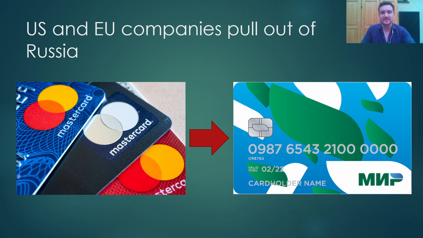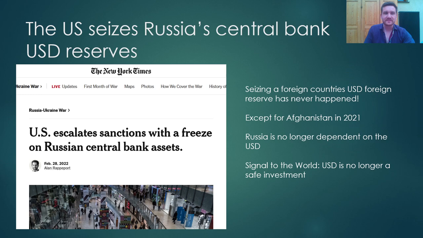So the United States seizes Russia's central bank US dollar reserves, and this has never happened, that a whole country's dollar reserve has been seized, has been frozen. This only happened less than 12 months ago in Afghanistan in 2021. And so this means two things. First of all, Russia is no longer dependent on the US dollar because they are now completely decoupled from the dollar. And this also signals to the rest of the world that because this happened now twice in less than a year, it happened in Afghanistan, that's why people in Afghanistan are starving, and it happened in Russia now.